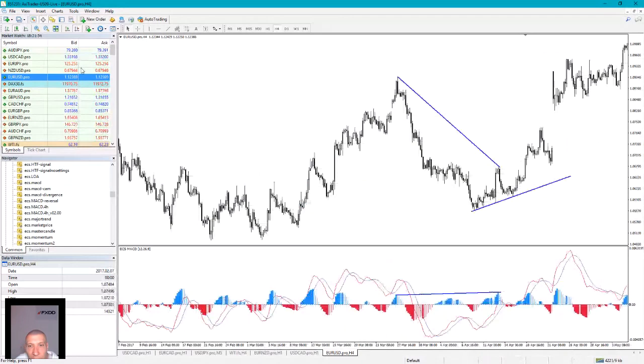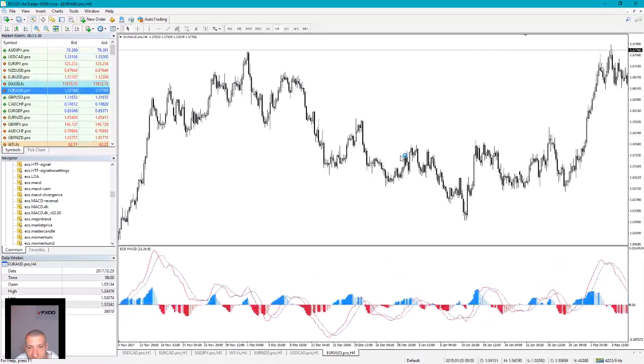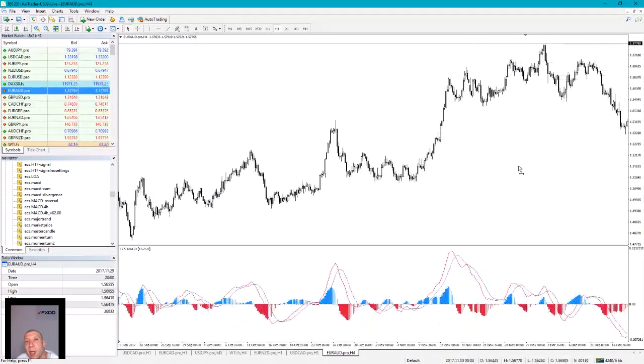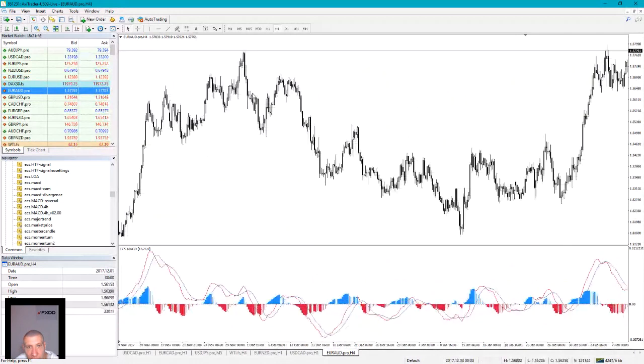Let me find other markets. Usually these other pairs are better. So we will find another one, bearish, and it needs to go down. I want to show you a successful example of a hidden bearish divergence. So we need to look for a downtrend. And I think here it is. Yeah, continuation.